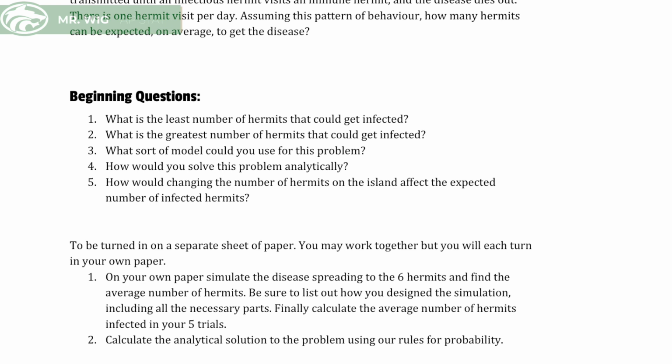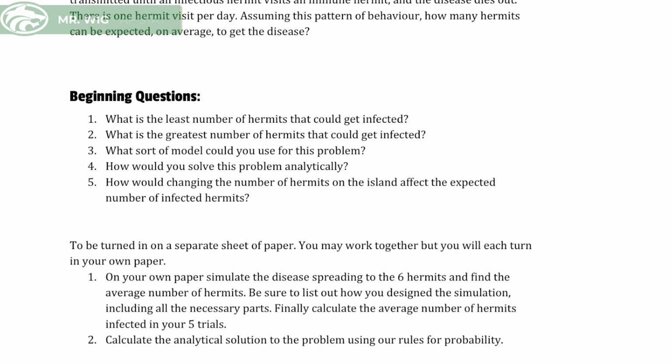So the question you're going to answer is, what's the least number of hermits that could get infected? For example, if the first hermit who's infected is going to go visit another hermit, definitely, you know that you're going to have at least 2 people get infected. That's the minimum number that's going to get infected. All right, and the greatest number, I'll let you guys think about that one.